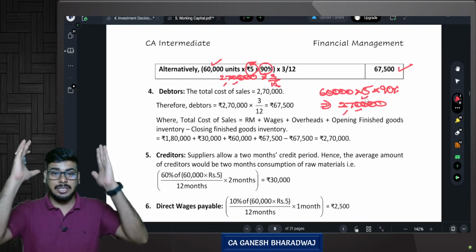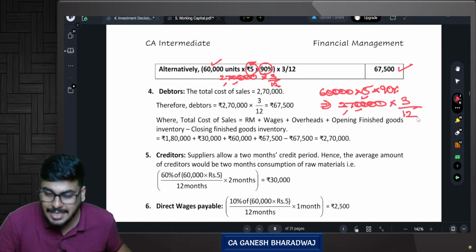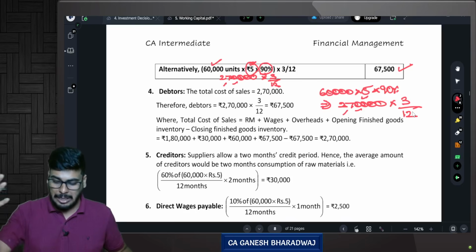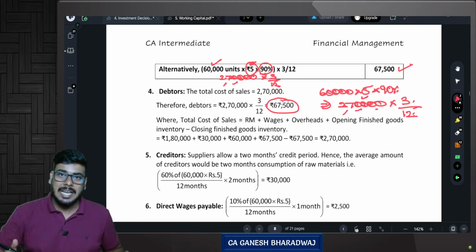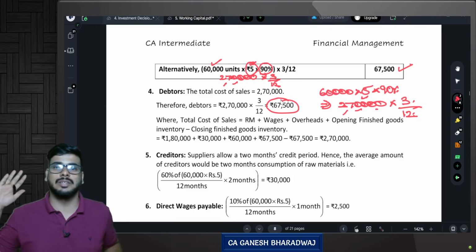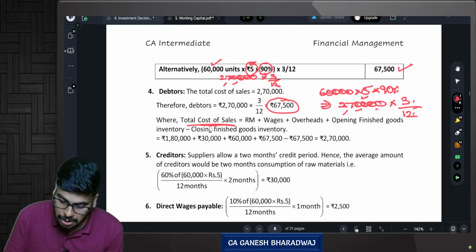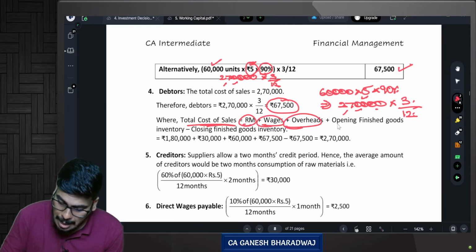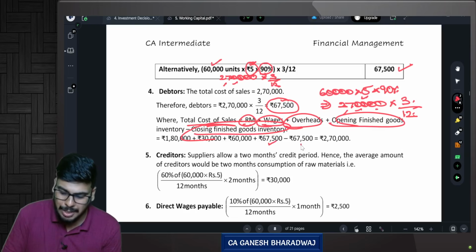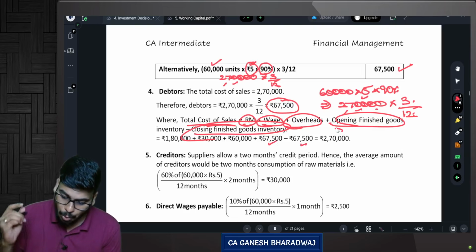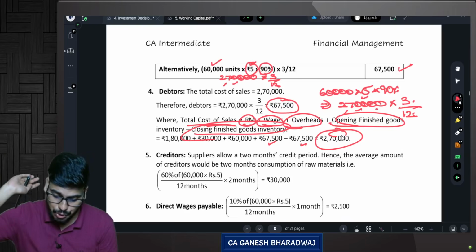Now 2,70,000 is the cost of sales made for the entire year. I need to fund only to the extent of 3 months with respect to my debtors. So 2,70,000 into 3 by 12, another 67,500 rupees gets blocked by way of debtors. Are you clear with this? The total cost of sales is raw material plus wages plus overheads plus opening FG minus closing FG. Here opening FG and closing FG are not given, so we can assume them to be equal. So your overall total cost is going to be 2,70,000. This is where I said the format of the cost sheet you can use. Are you clear with this?